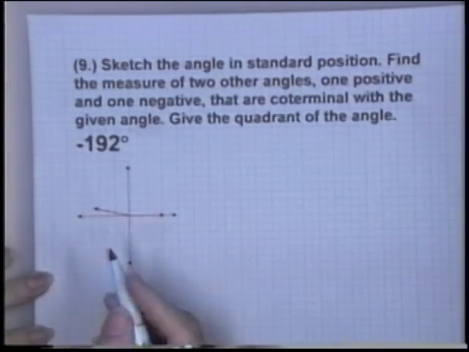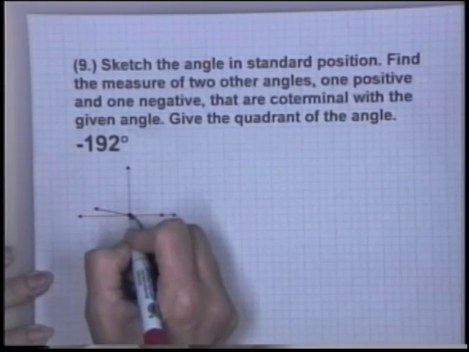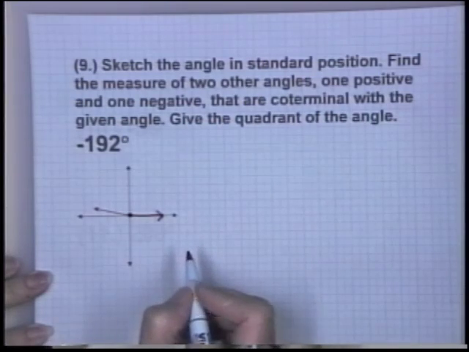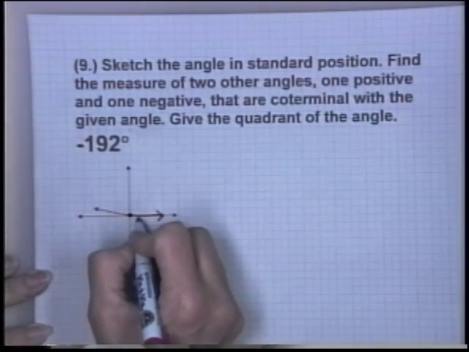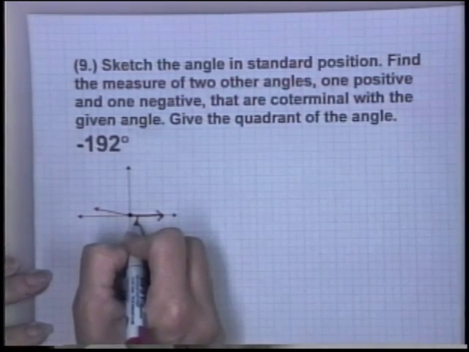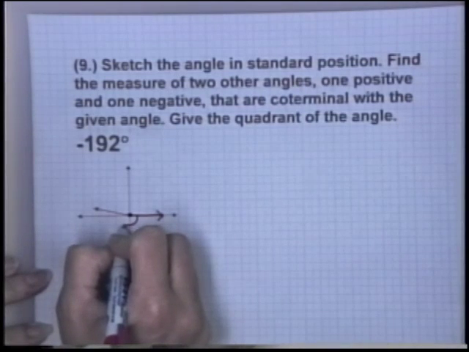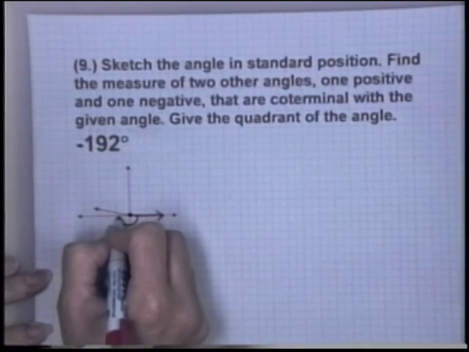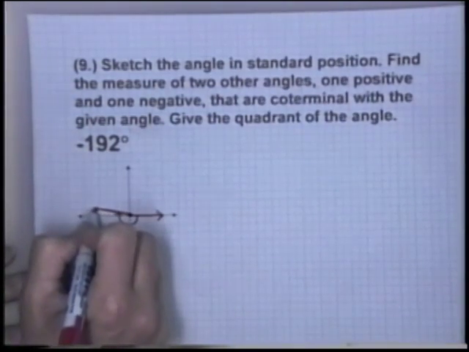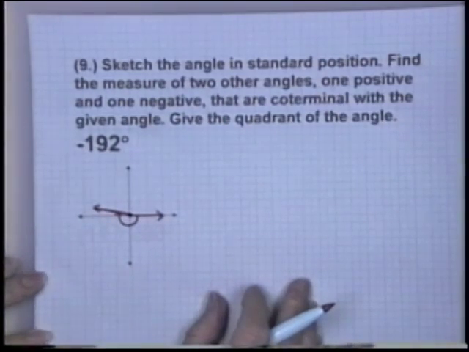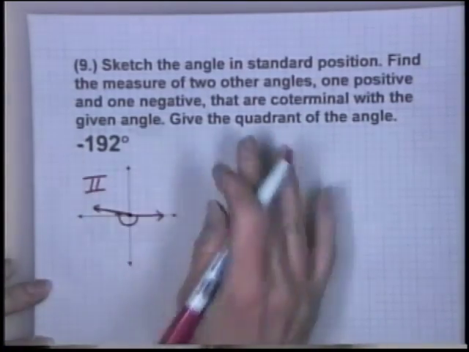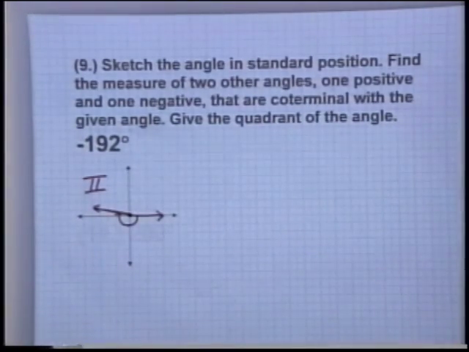Well, for negative 192 degrees, first of all, in standard position, we start with the initial side on the positive x-axis. Because it's negative, we rotate in a clockwise direction. We want to go 192 degrees. Well, of course, we know that's 90 degrees. On up to the negative x would be 180. So we'll go just a little bit past 180. We'll just have to estimate on that. And there's my terminal side. Now, because my terminal side is in the second quadrant, we label this as a second quadrant angle.